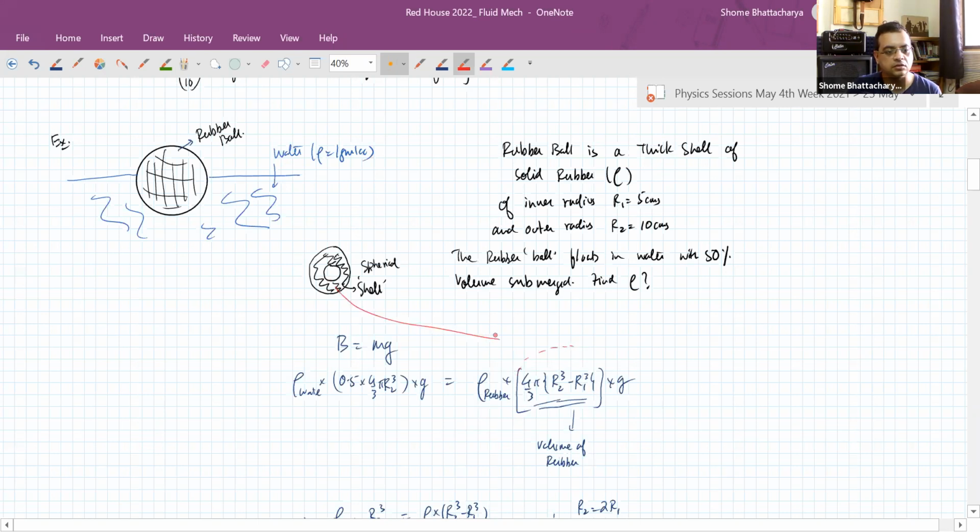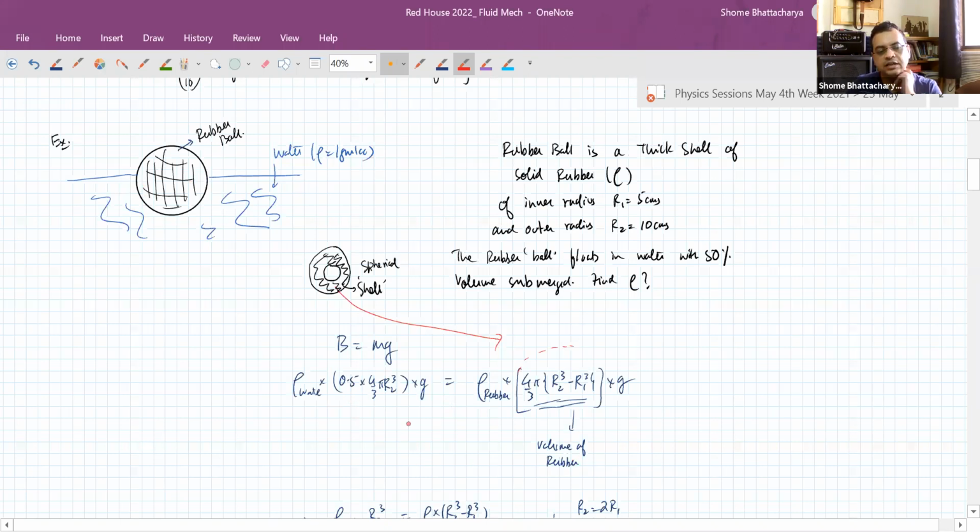So it is not 4 by 3 pi R2 cube. It is R2 cube minus R1 cube. The air inside is of negligible mass. So the weight of rubber is equal to this quantity. Whereas the submerged portion, how much volume of water it's displacing, that is half of the outer volume. So that's 0.5 of 4 by 3 pi R2 cube.